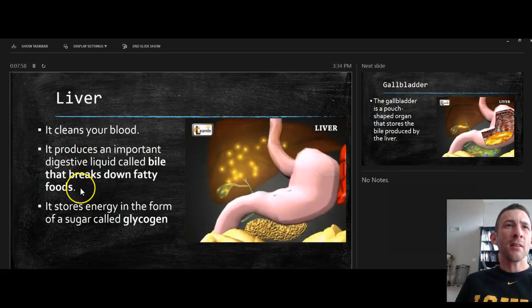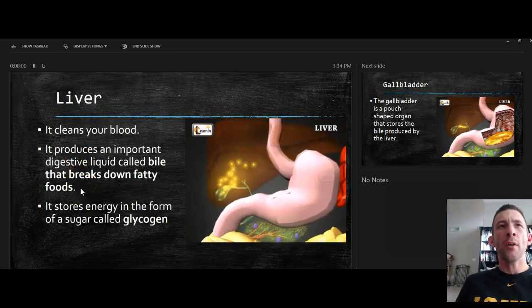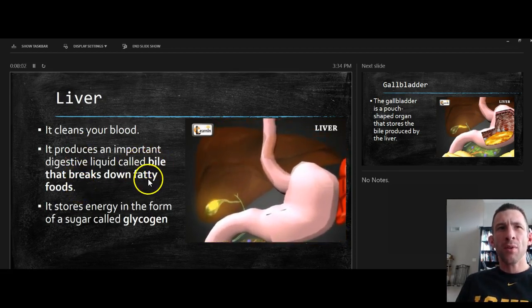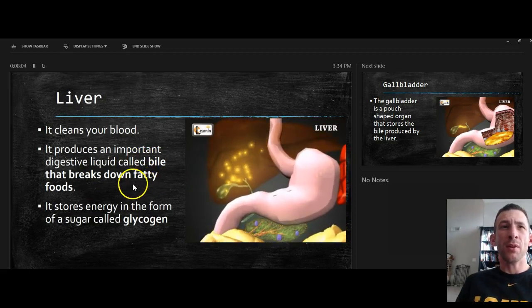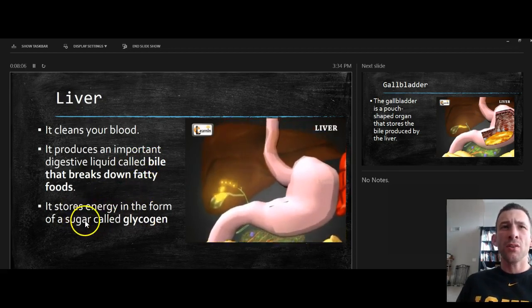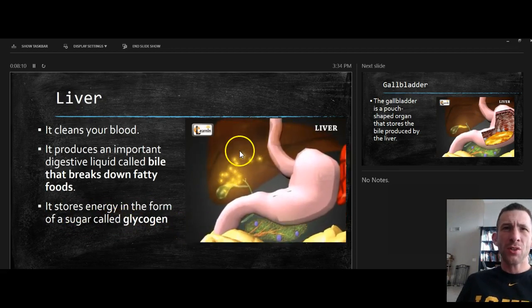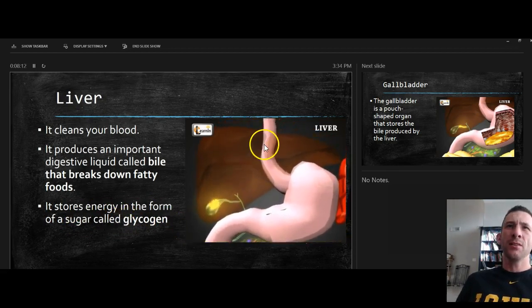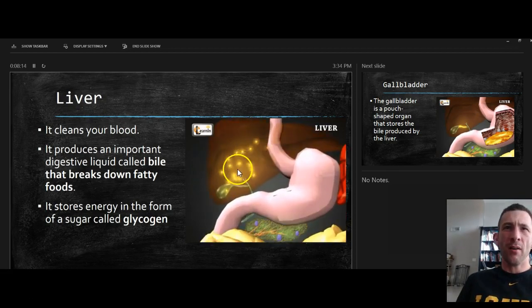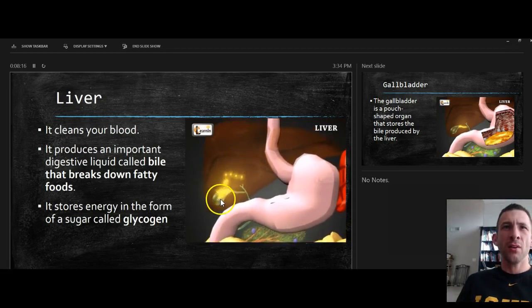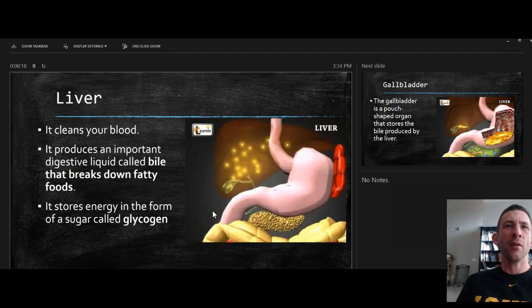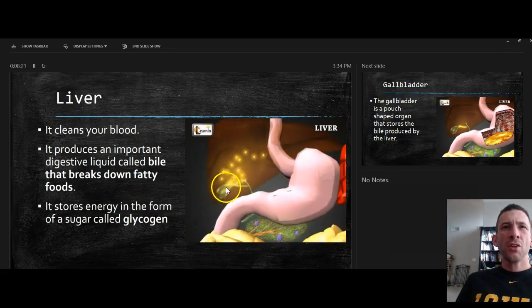The second thing, it produces an important digestive liquid called bile, and this breaks down fatty foods. It also stores sugar energy in the form of glycogen. This animation shows a really great job of what it's doing. The liver produces the bile, and it comes down into the gallbladder here and collects in the gallbladder. And it just kind of shows you the movement.